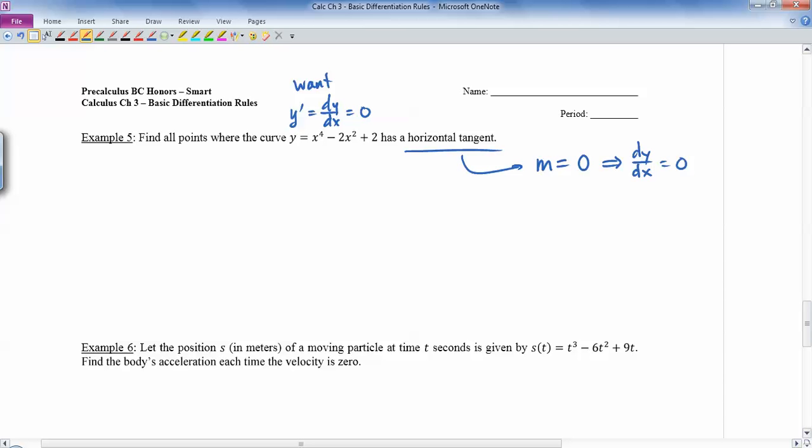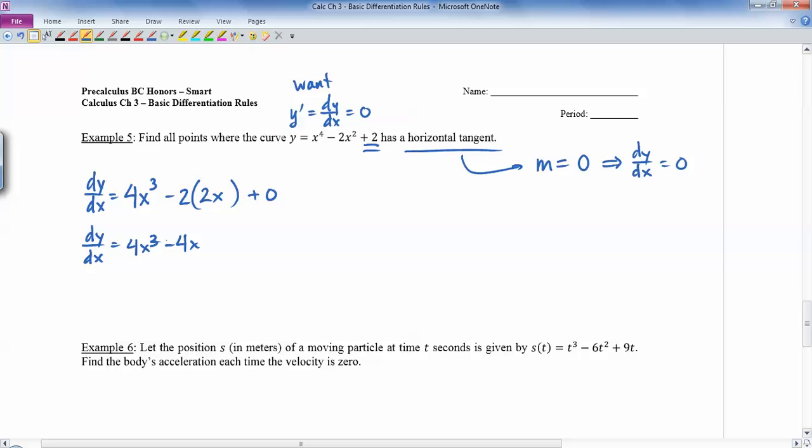Okay, so let's find dy dx. So dy dx, that's the slope of y. Well, using the power rule and all those other rules that we just figured out, that's going to be the derivative of x to the 4th, which is 4x cubed, minus 2 times the derivative of x squared, which is 2x, and then the derivative of 2, that's just a flat line, so that's plus 0. So then if I work this out a little bit more, dy dx equals 4x cubed minus 4x. Whoops, that's a cube.